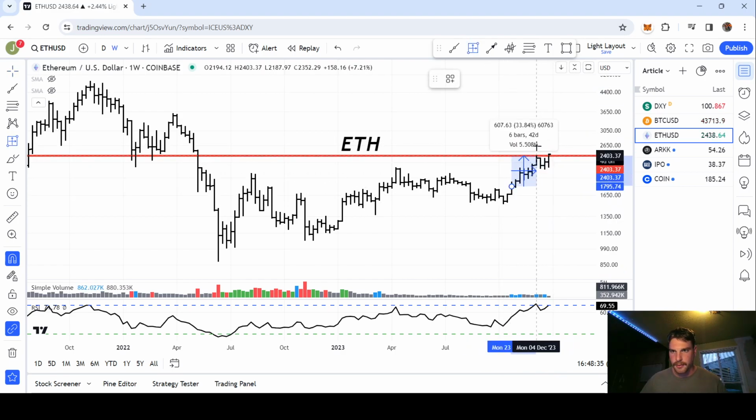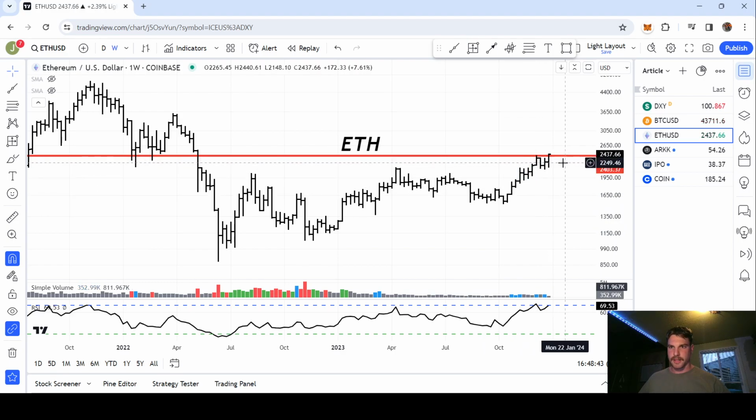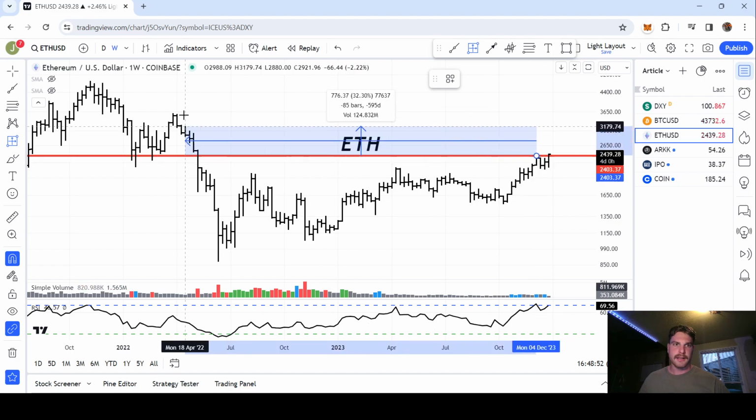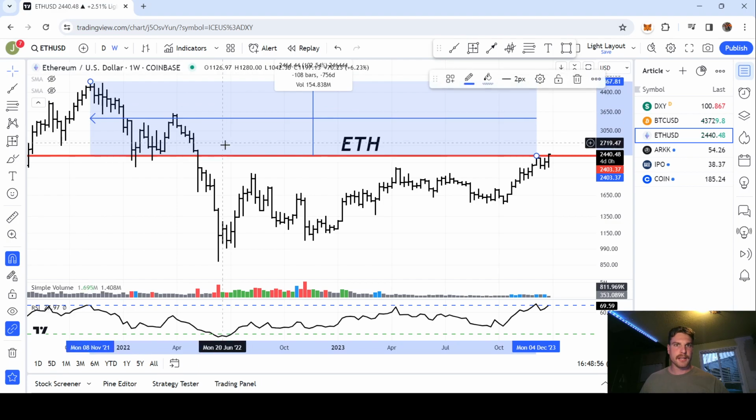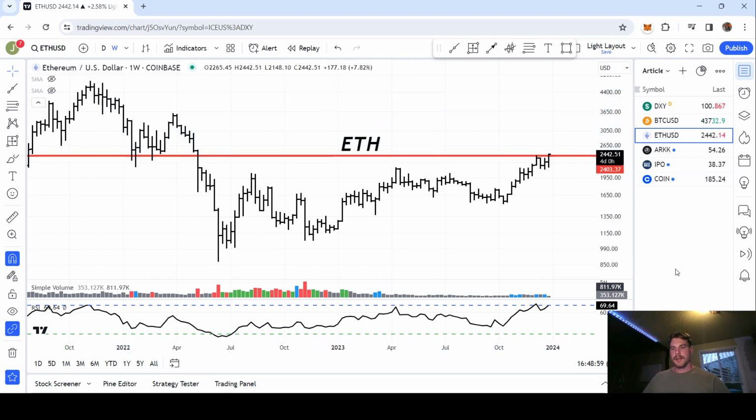This one's only up 33.5% since this October low. But again, we're consolidating just below this prior support. Now it's turned resistance. If we can break out from here, that's an easy 50% move. And then if we want to get cheeky and go to all-time highs, that is a 100% move.